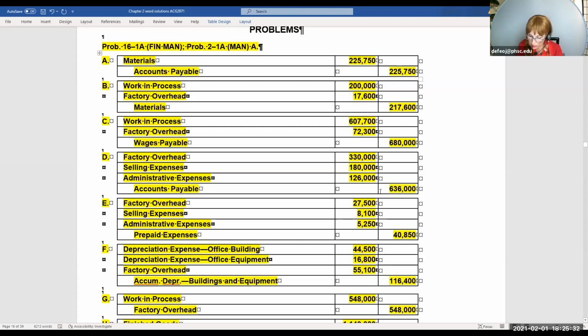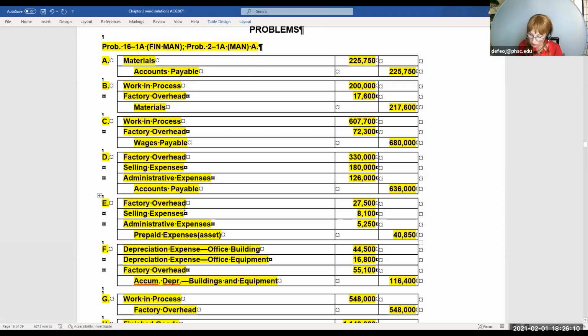Then we have prepaid expenses expired. When prepaid expenses expire, that means that they have to be expensed. So they tell us 27,500 of the factory overhead, 8,100 of the selling expenses, and 5,250, and then we're going to credit prepaid by adding all these three up. Prepaid expense is an asset. When we credit an asset, it goes down or decreases.